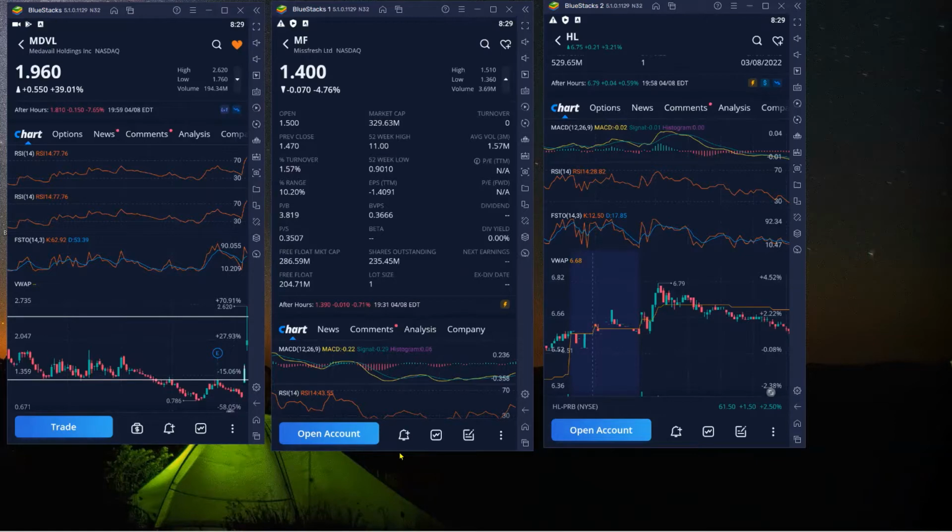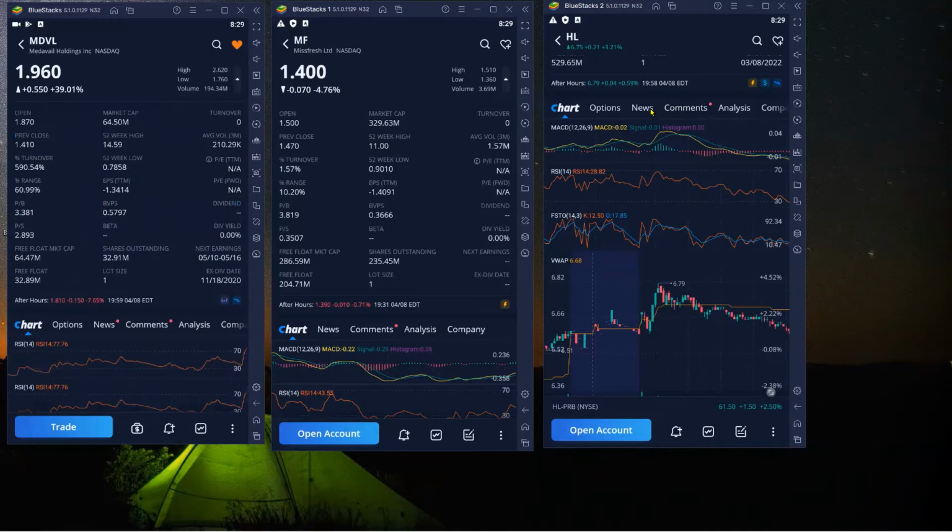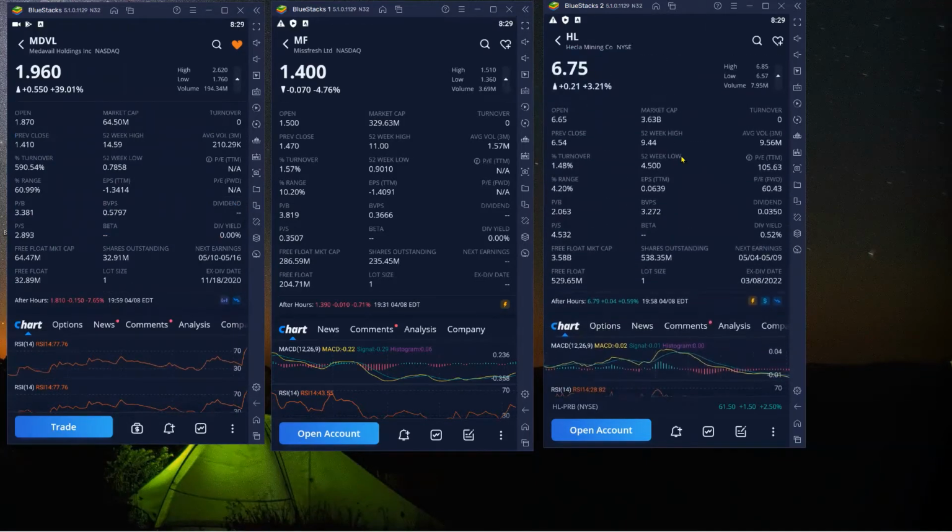First things first, let's talk about their floats and volume. Float difference. MDVL has a 32 million float, MF has a 200 million float, and the other is almost 600, let's say 500 million float. You can tell that's a huge difference between each other, right? So based on that, you have to understand range. The lower the float, the bigger the range in price, or how much it is going to run.